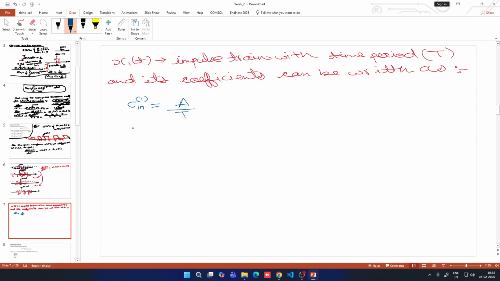So C1, so this x1 of t is the coefficient we can write as a by t, and the superscript, which is 1, denotes the number of times the original waveform is differentiated.